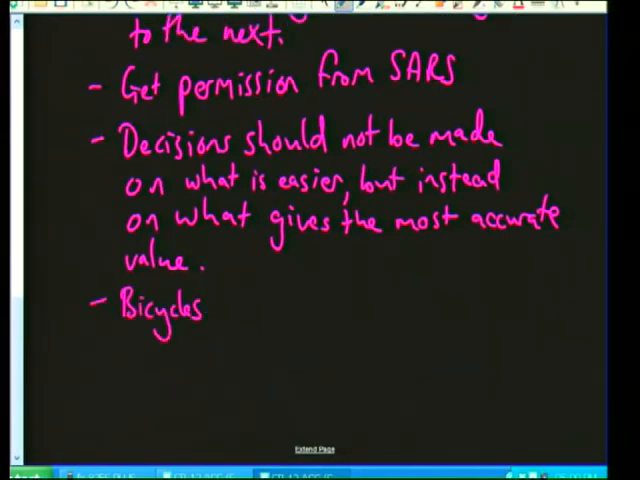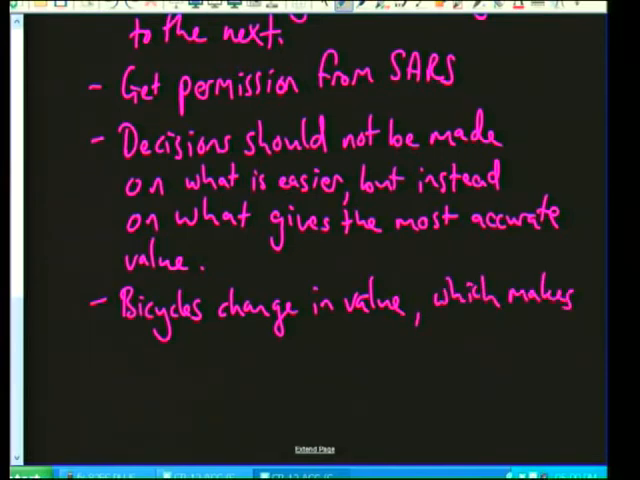bicycles change in value, which makes FIFO more appropriate.